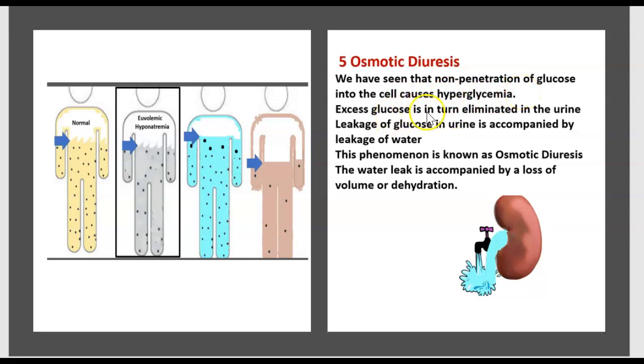Osmotic diuresis. We have seen that no penetration of glucose into the cell causes hyperglycemia. Excess glucose is in turn eliminated in the urine. Leakage of glucose in urine is accompanied by leakage of water. This phenomenon is known as osmotic diuresis. The water leak is accompanied by a loss of volume, or dehydration.